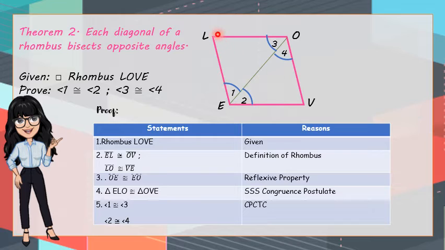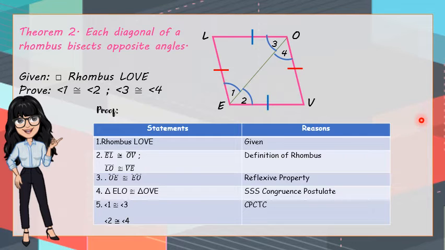And LO, this one, is congruent to VE. So these two are actually congruent. The reason is the definition of rhombus, because a rhombus has four equal or congruent sides. So LE and OV are congruent, LO and EV are congruent. So again, LE is congruent to OV, LO is congruent to VE.